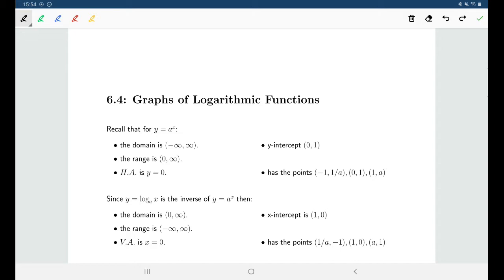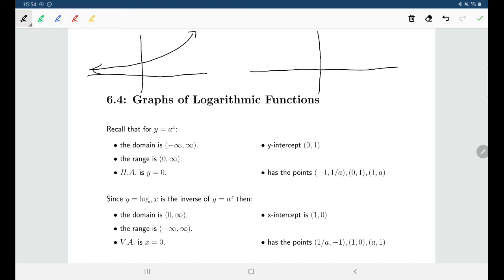But the first thing to think about here is what would the graph of an exponential function look like, and how does that relate to the graph of a logarithmic function? So we know what the graph of an exponential function looks like. That part we know. It would look either like this if the base were larger than 1, or it would look like this if the base were between 0 and 1.